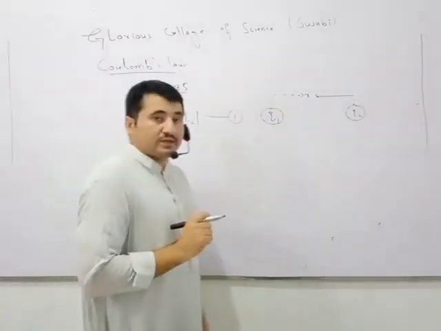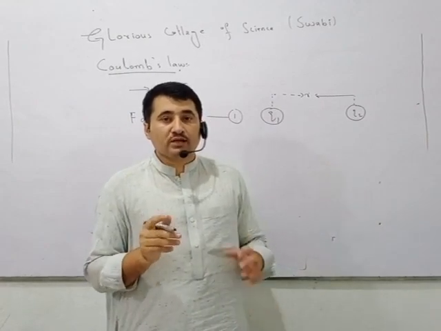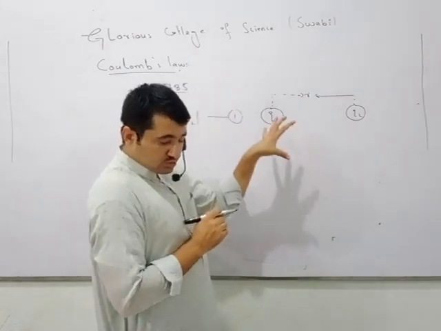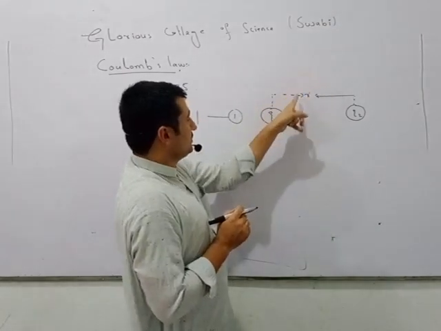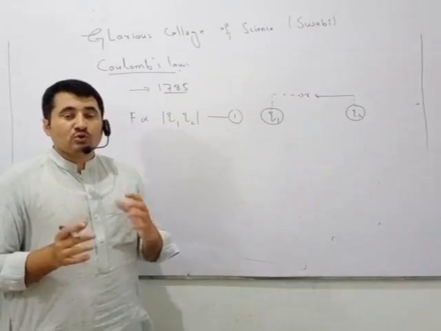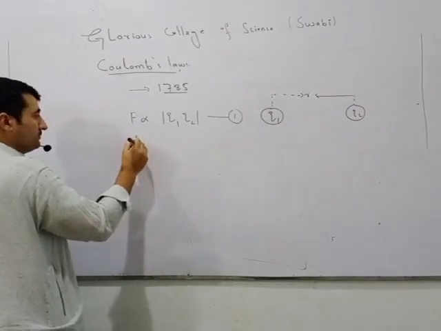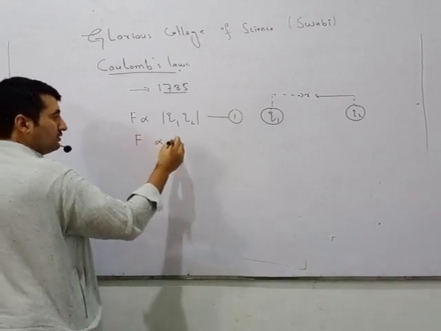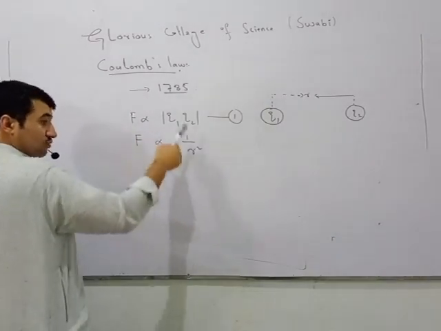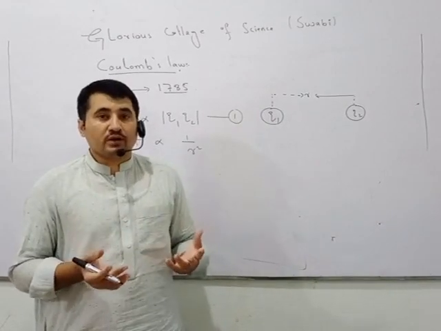Coulomb's law states that the force of attraction or repulsion between 2 point charges is directly proportional to the product of magnitude of charges and inversely proportional to the square of the distance between the charges. If the distance between two charges is r, then according to Coulomb's law this force is inversely proportional to the square of the distance between the charges, and that's why Coulomb's law is known as Coulomb's inverse square law.